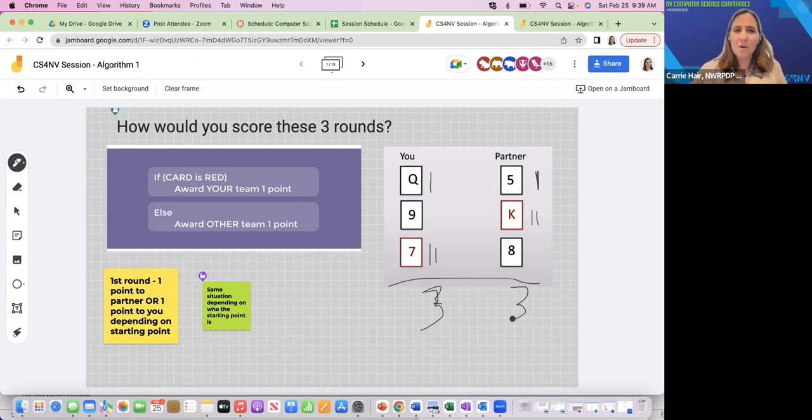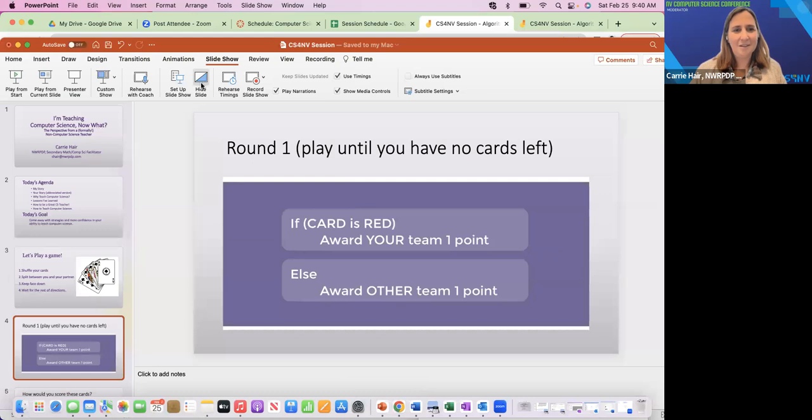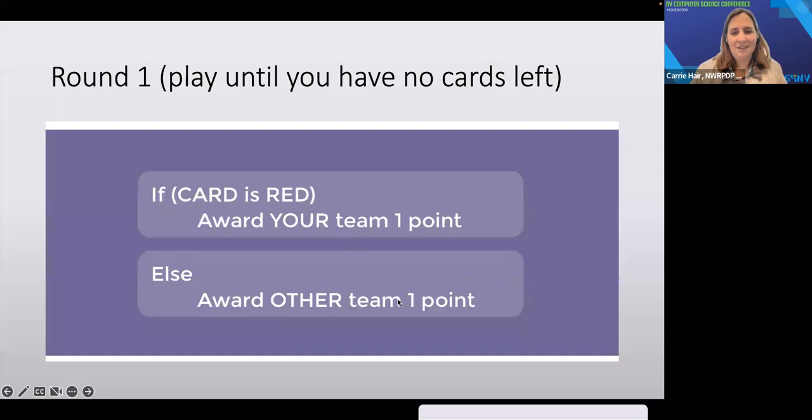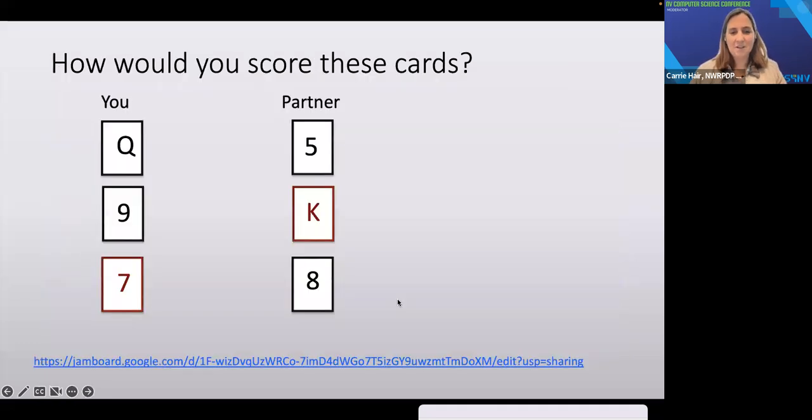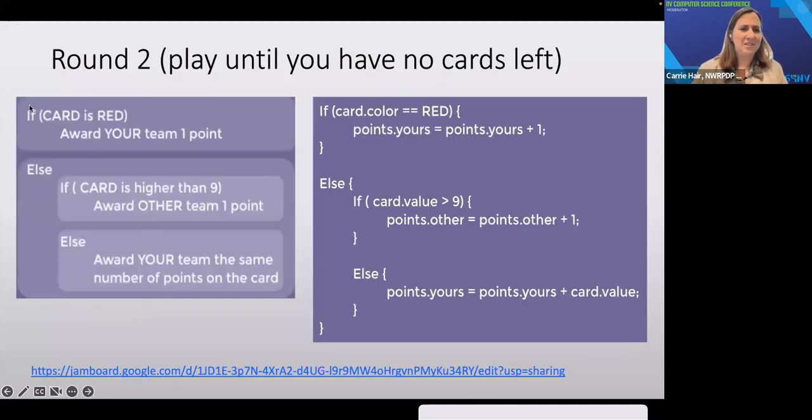Okay, so we're going to try this again, and I'm going to make the directions a little bit more complicated. For time's sake, we're not going to do the whole breakout sessions. I'm just going to put up one of the Jamboards and give you a few seconds to check it out. Okay, so we talked about how to score these cards. So here's the next set of directions.